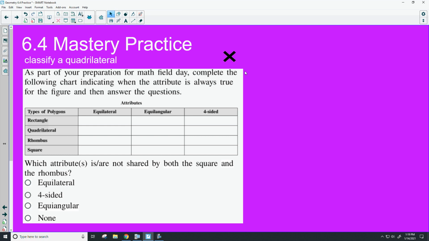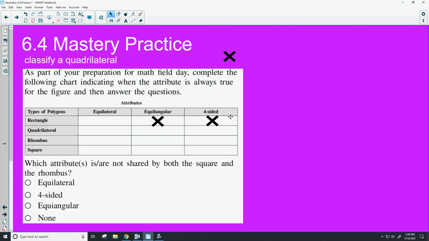All right, so a rectangle, isn't a rectangle equilateral, meaning are all four sides the same? And that is no. Are all the angles the same? Yes, a rectangle has all 90-degree angles, so that's a yes. Is a rectangle four-sided? That's a yes.